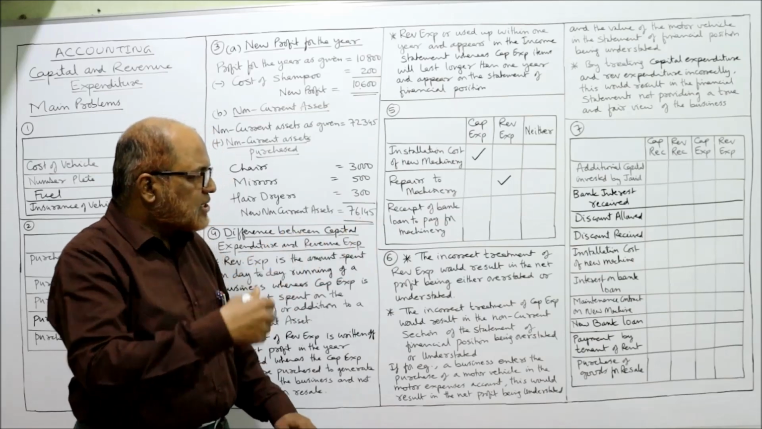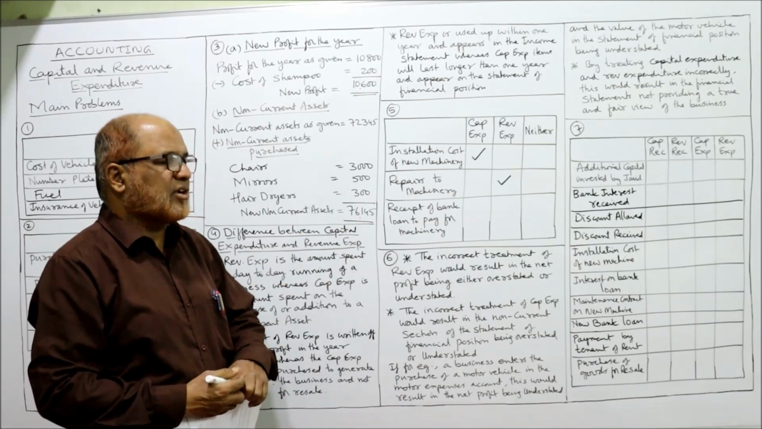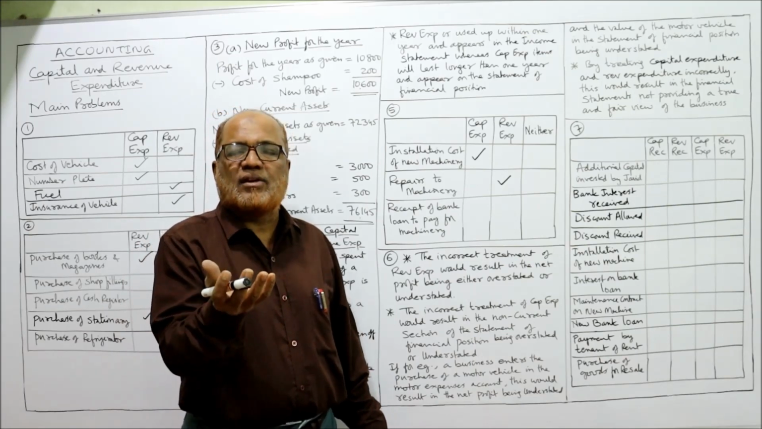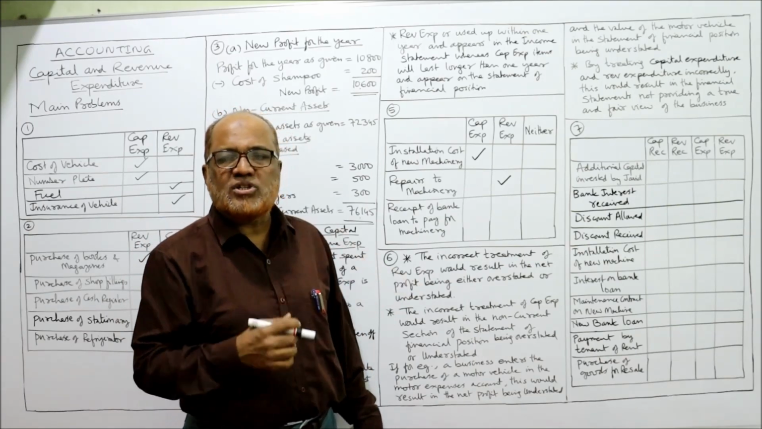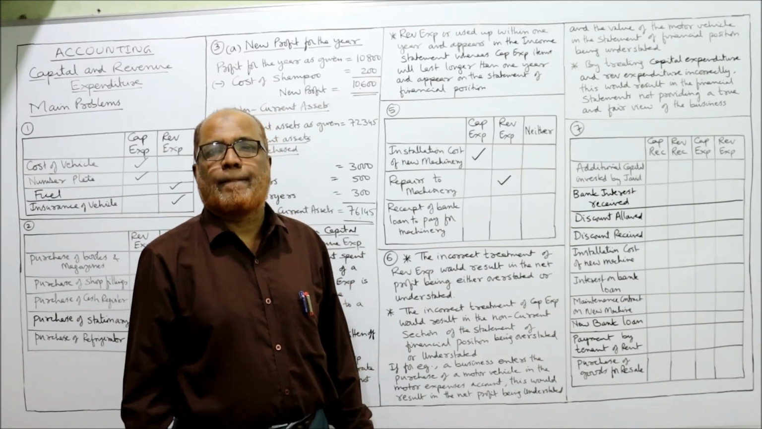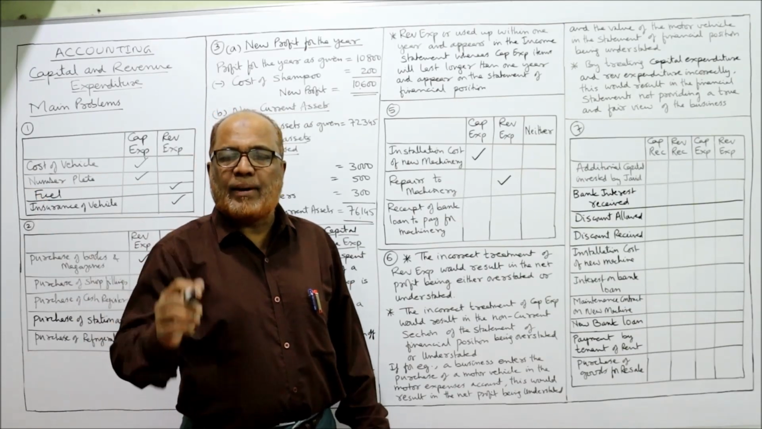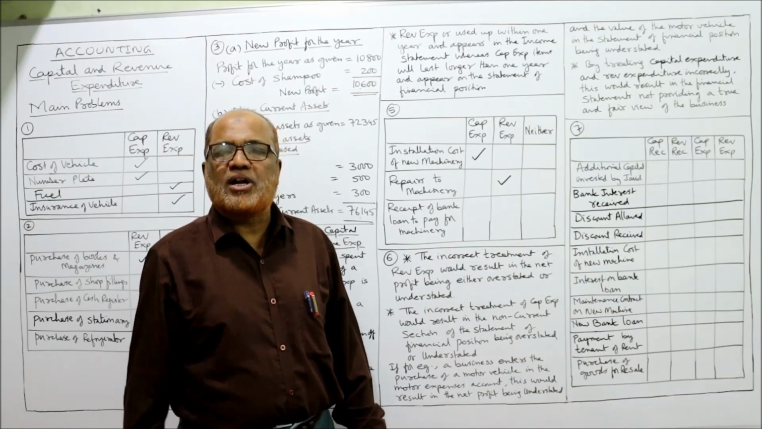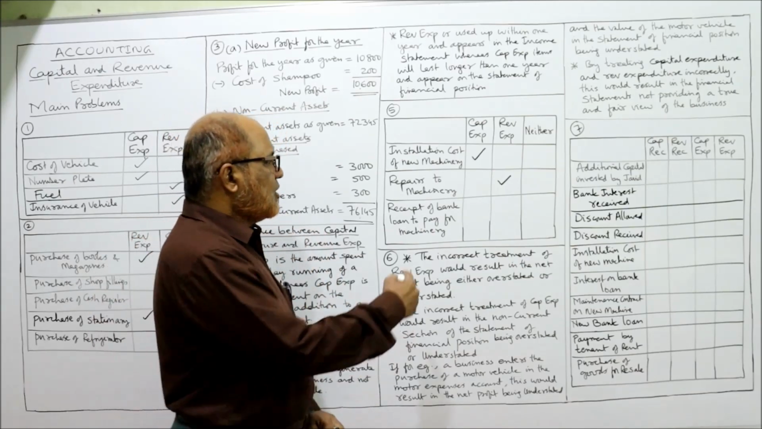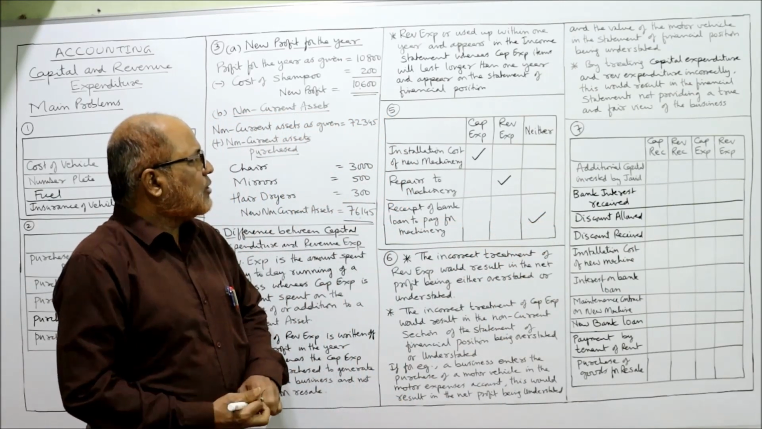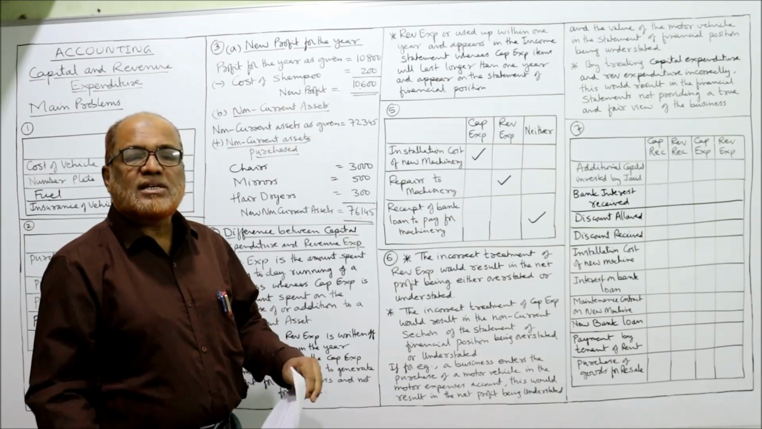Third one, receipt of bank loan to pay for machinery. A loan is taken from the bank to pay for the machinery. So this loan taken is a capital receipt. When we take a loan from bank, it is a capital receipt. It is neither capital expenditure nor revenue expenditure. So neither. That's it. So fifth problem completed.